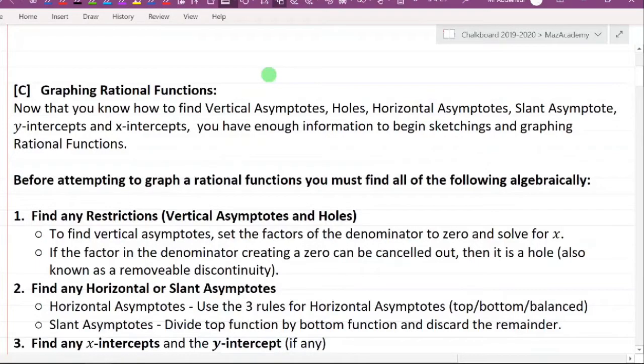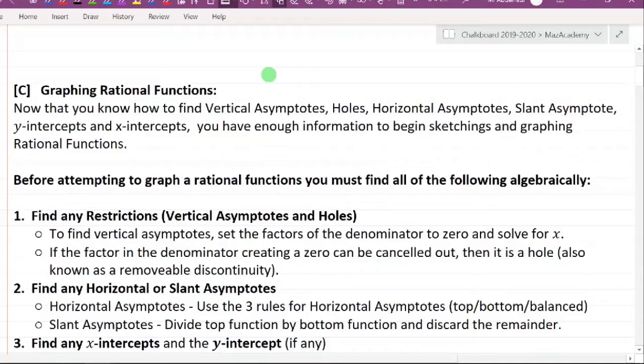Okay, welcome back. Today we're going to start graphing rational functions for real. Now yesterday we learned how to find most of the ingredients of a rational function. We learned how to find holes and vertical asymptotes, x and y intercepts, horizontal asymptotes, and for the honors class, slant asymptotes as well. So we're going to take those things and use them to graph actual functions now.